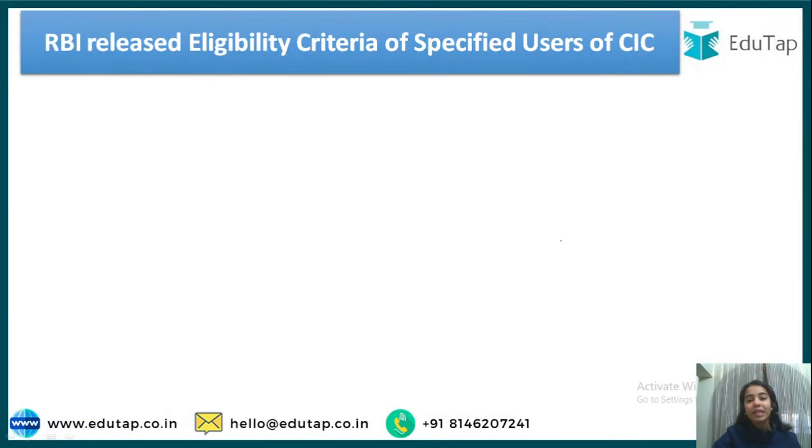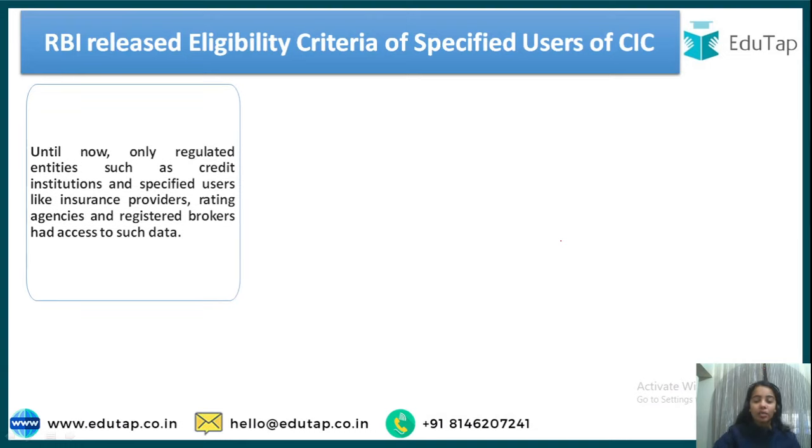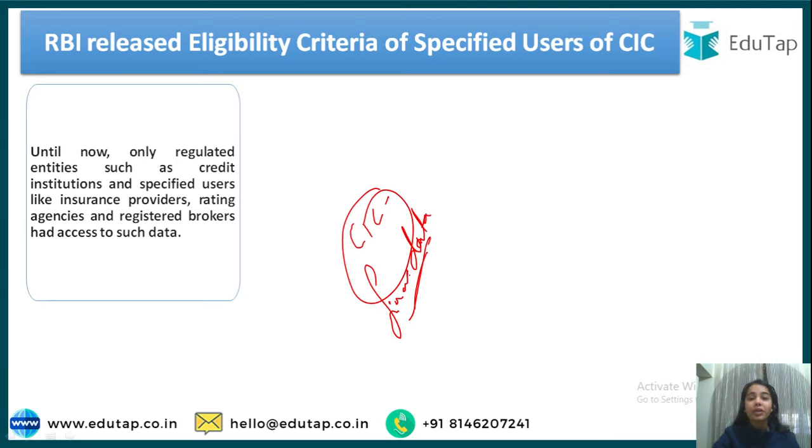So now RBI has released the eligibility criteria. See, first, what is the CIC? CIC is the credit information companies. So these are independent third parties. They are not the banks, and they are not the borrowers or the lenders. They are an independent third party that is providing the financial data, and this financial data is related to credit. Okay, what is the creditworthiness of the individuals or the companies that are borrowing, how much credit they are taking, and are they able to pay back the credit on time. So this is the financial data that is provided by the credit information companies.